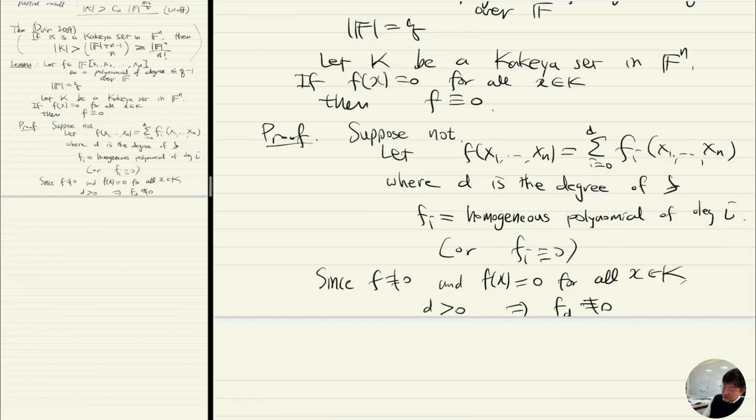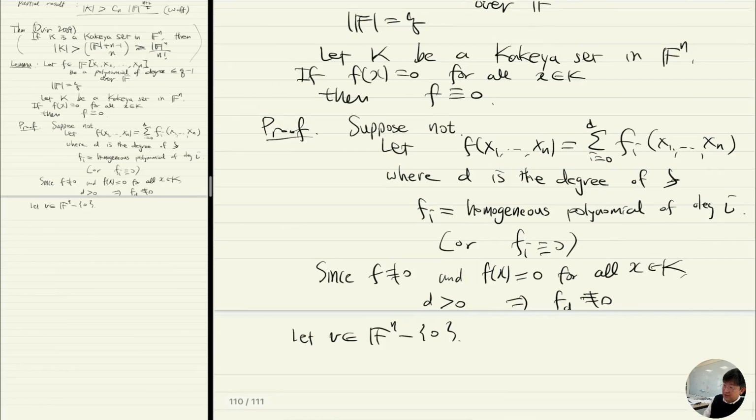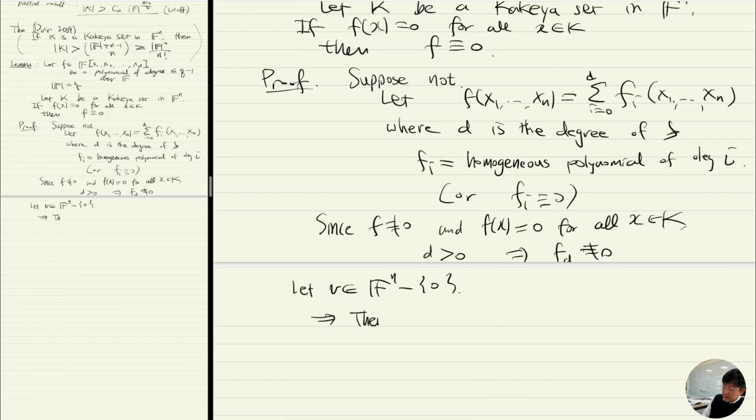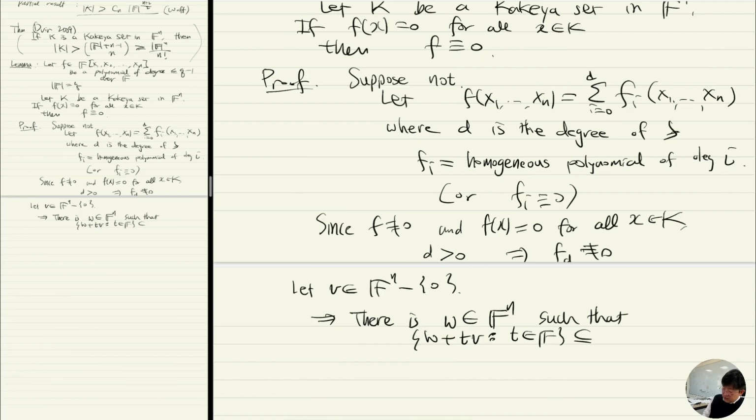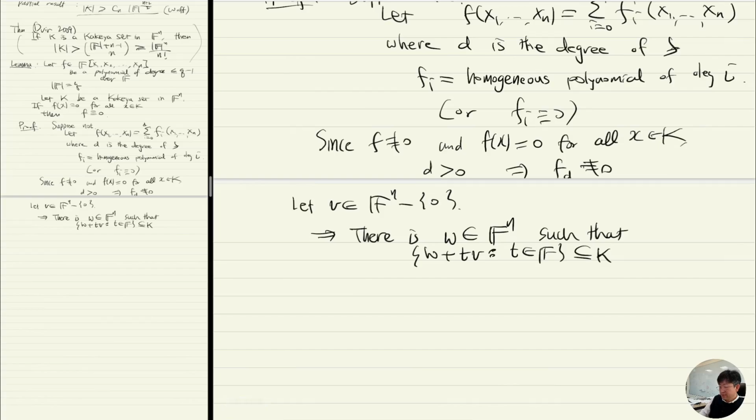So let's choose a vector v in F^n minus 0, so a non-zero vector. Then there is w, which is some base point, such that w plus tv is completely contained in K, because it's a Kakeya set. Now let's look at this polynomial. That means f of w plus tv is 0 for all t.